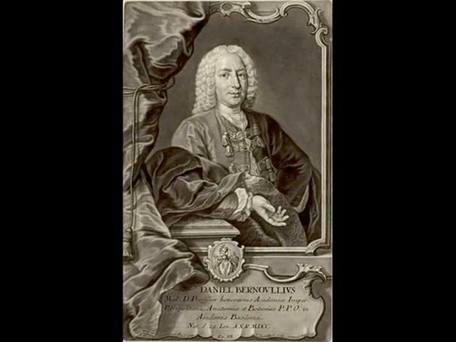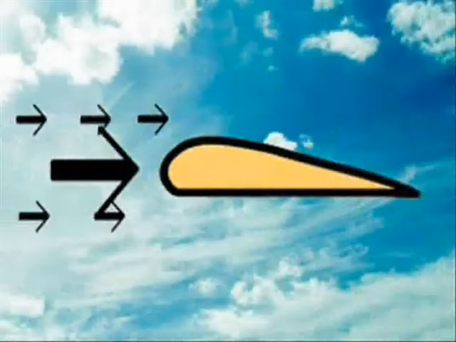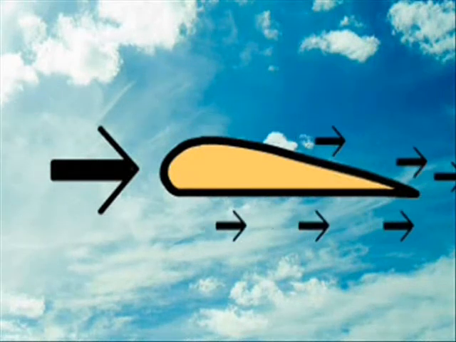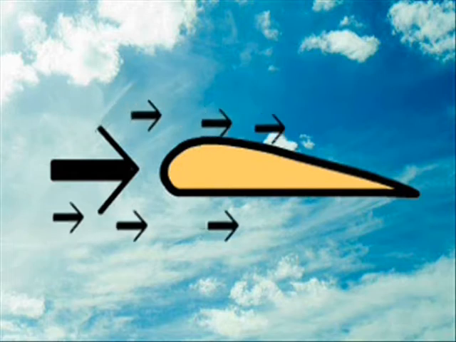Bernoulli principle. Physical principle formulated by Daniel Bernoulli that states that as the speed of a moving fluid increases, the pressure within the fluid decreases. Remember that the velocity and pressure are inversely proportional. The plane wings are a good example of the application of Bernoulli principle.